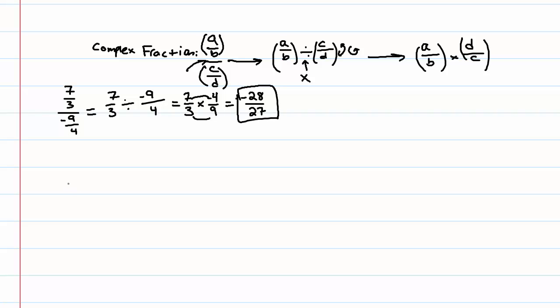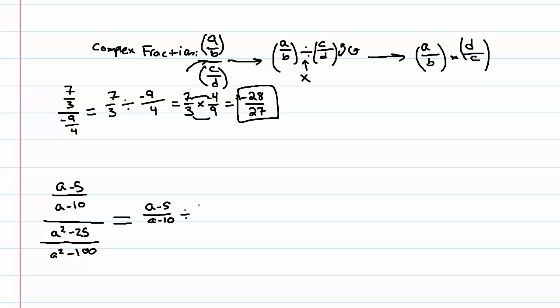For our second example, if we have a minus 5 over a minus 10 over a squared minus 25 over a squared minus 100, how can we simplify this? Well, we know our first step is to rewrite this in the horizontal form. So we divide, keeping our form of the fractions. And then our second step is to keep, switch, and flip.